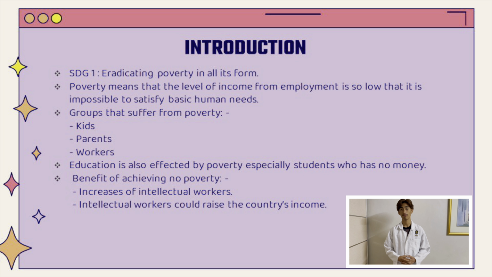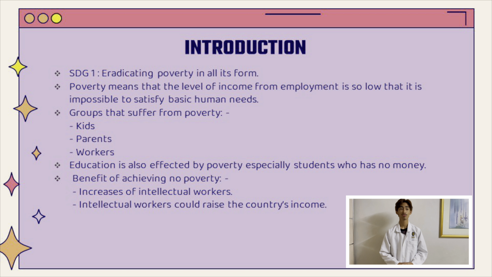There are a lot of benefits if you achieve no poverty. For example, if there are a lot of intellectual workers, they can contribute to the country and raise the country's income. So what are the initiatives and efforts that can be made by the government, by everyone, to flatten the poverty curve? So stay tuned.